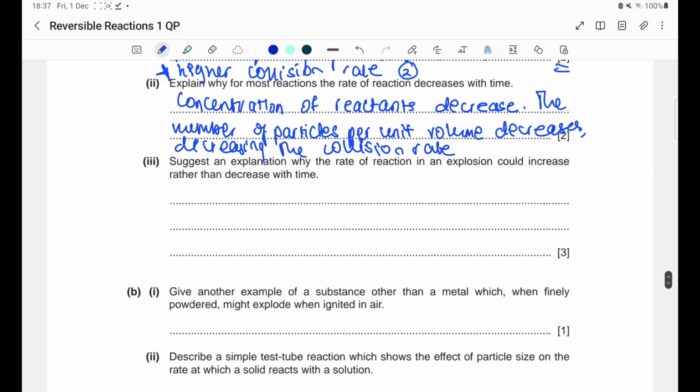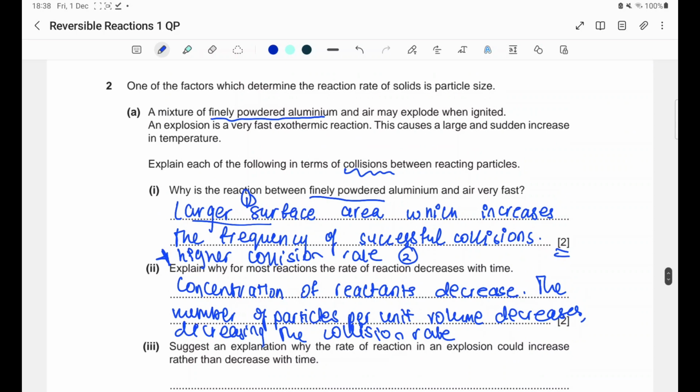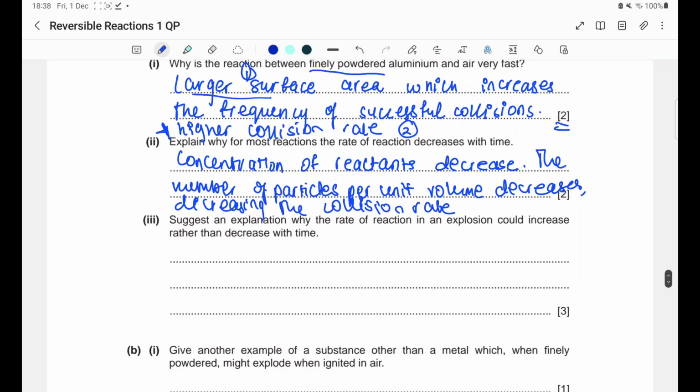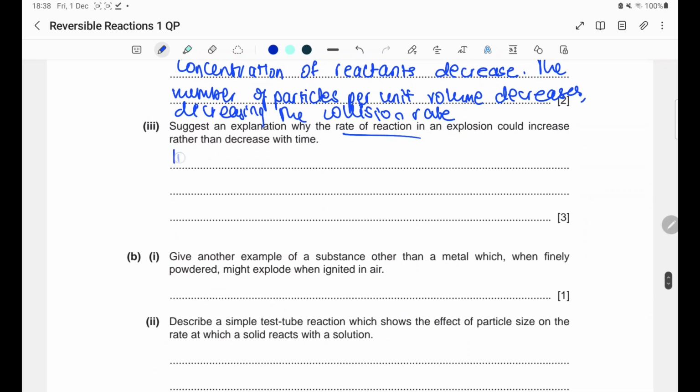Suggest an explanation why the rate of reaction in an explosion could increase rather than decrease with time. So here they said that when they're ignited, an explosion causes an increase in temperature, and this is an exothermic reaction, right? So suggest an explanation why the rate of reaction of an explosion could increase. That's because of the increase in temperature.